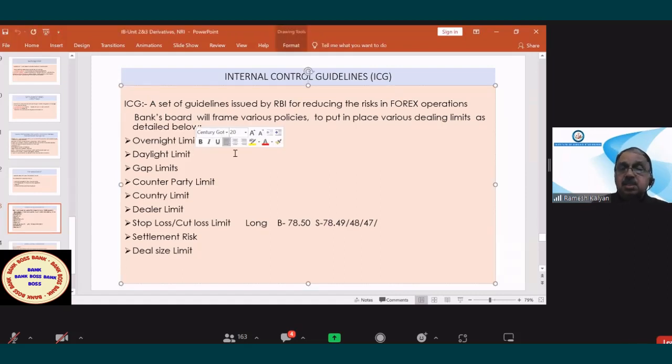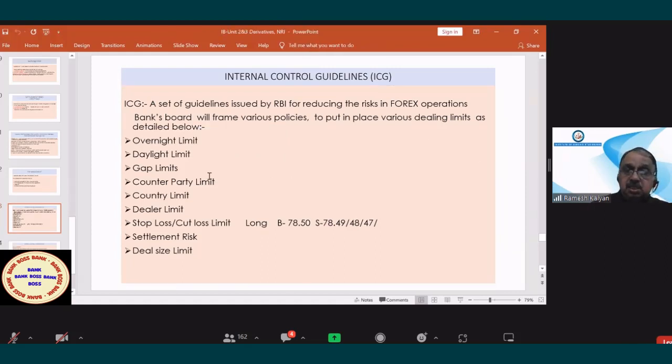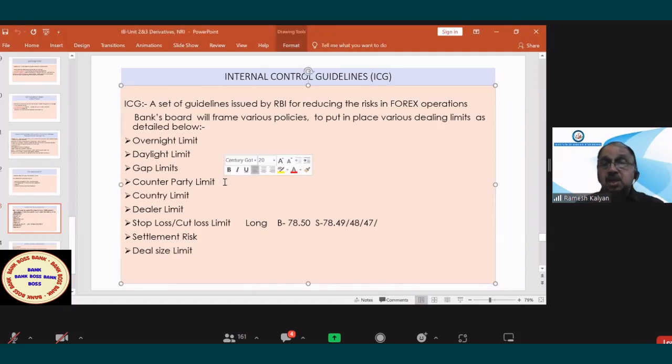Daylight limit, maximum limit that a bank can hold during working hours. It is for mitigating exchange risk. Gap limit: individual gap limit is there and aggregate gap limit is there. Each currency will have its own gap limits. It should also be within the prescribed limit fixed by the bank's board of directors. The gap limits are fixed to mitigate gap risk. Counterparty limit, maximum exposure you can take with each party. This is for mitigating. Can anybody tell?